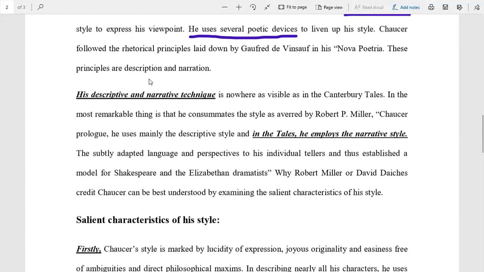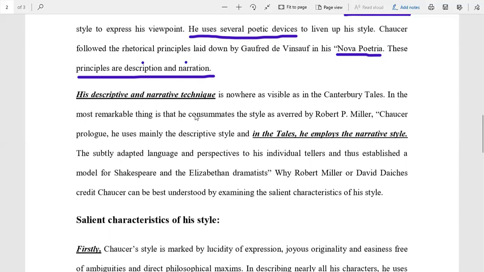Chaucer followed the rhetorical principles laid down by Geoffrey de Vinsauf in his Nova Poetria. These principles are description and narrative. ठीक है, अब क्वेश्चन ये है कि नोवा पोएट्रिया में गॉफर्ड ने कितने प्रिंसिपल्स ड्रॉ किए? वो प्रिंसिपल्स कौन से हैं, वो रूल्स कौन से हैं, उसमें दो चीजें आएंगी. One is description and the second is narration.